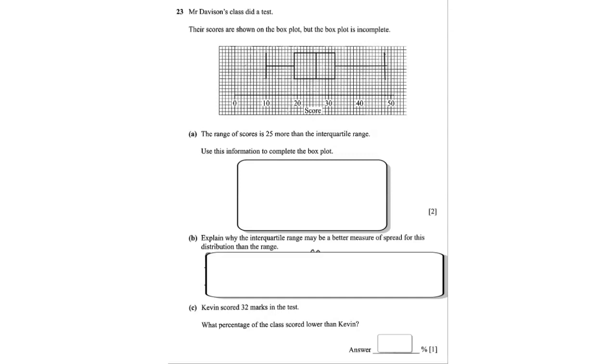So for question 23, it's a box and whisker diagram. In the actual question, we didn't have this whisker at the end here, so we have to work out what that was. The scores are shown in the box plot, but the box plot is incomplete, so this bit wasn't here. The range of scores is 25 more than the interquartile range.